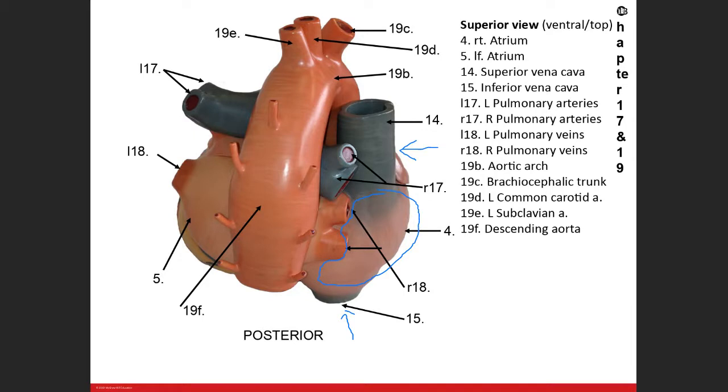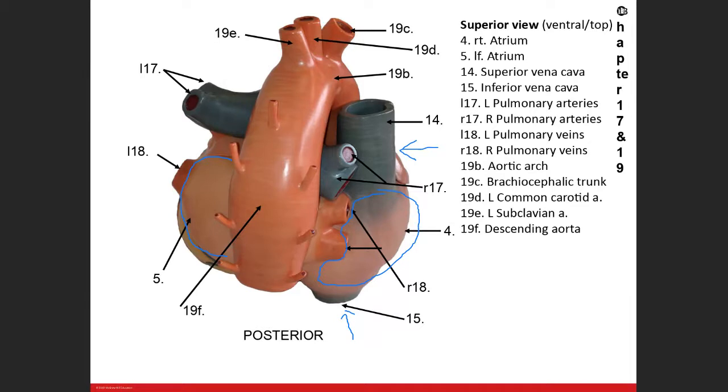That's getting blood from your body. That will be deoxygenated blood, and it travels back to the heart. So anything that brings blood to the heart is a vein. On the other side of the heart, back here, this right here is the left atrium, covered up partly by the descending aorta there. That is going to be the left atrium.